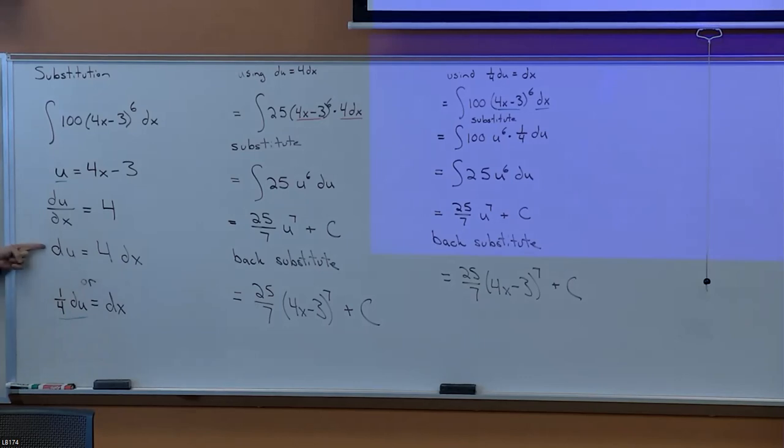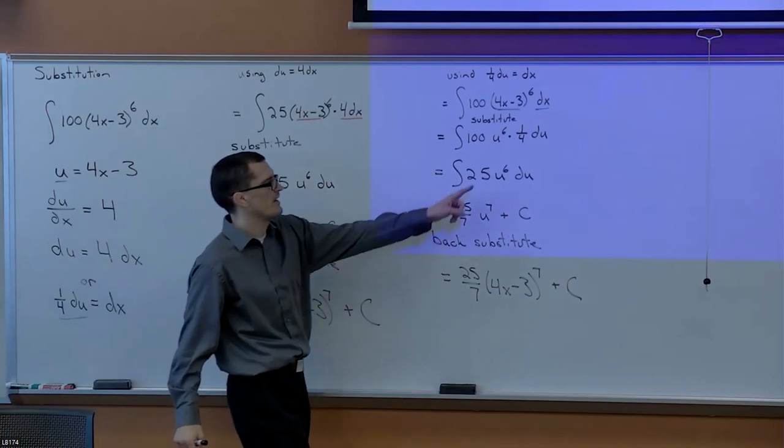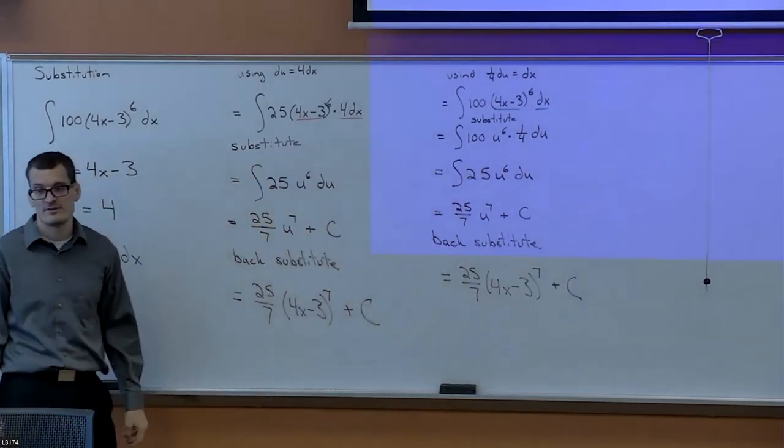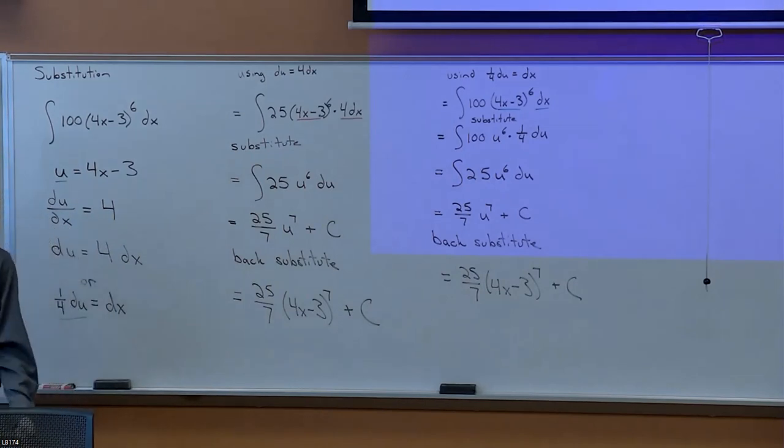So whichever one of these versions of du dx substitutions you want, you can utilize. One of them kind of requires you to factor out a 4. The other one requires you to multiply by a 4. But they get you to the same spot, right? And in this case, at about the same point in time. Does that work? So that's the idea of substitution.